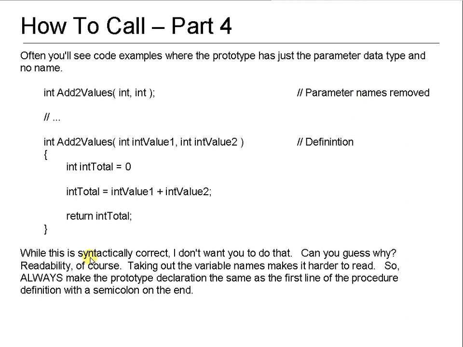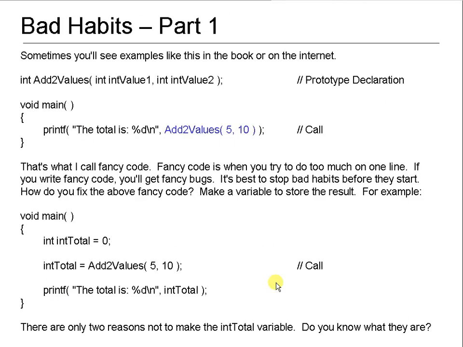So, while it is syntactically correct to do that, I don't want you to. And can you guess why? Readability, of course. Taking out the variable names makes it harder to read. So always make the prototype declaration the same as the first line of the code in your procedure definition with a semicolon. So remember, this is the declaration and this is the definition.